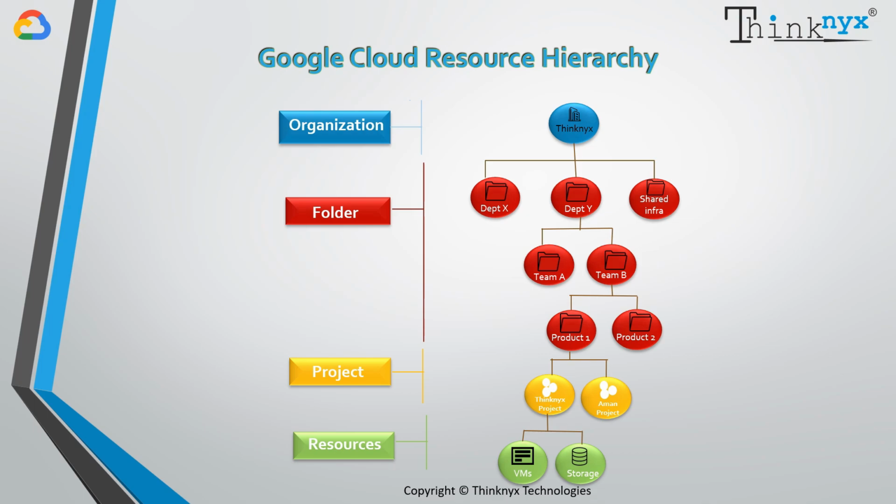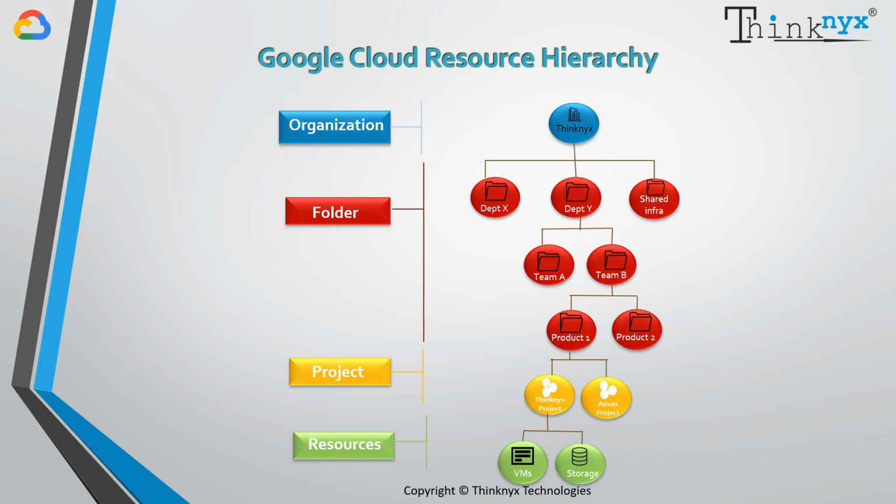Organization is an entity in Google Cloud. It is the root node in the Google Cloud resource hierarchy and the supernode of projects. The organization resource represents your company as an organization. It contains all the entities that belong to a company and provides high-level centralized visibility and control. In our example here, Thinknyx is the organization.